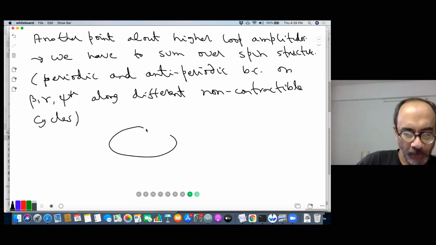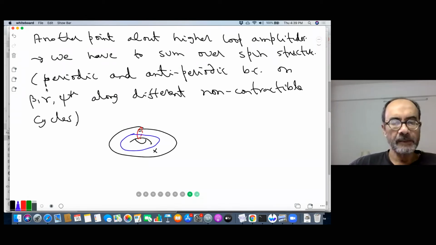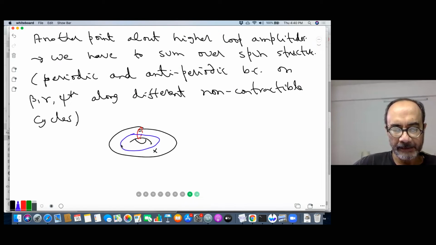So if you have a torus, for example, then it has two independent non-contractible cycles. Let me draw this. One is here, and the other one is this one. On this beta gamma psi mu, you put periodic and anti-periodic boundary conditions along this cycle, and also periodic and anti-periodic boundary conditions along this cycle.